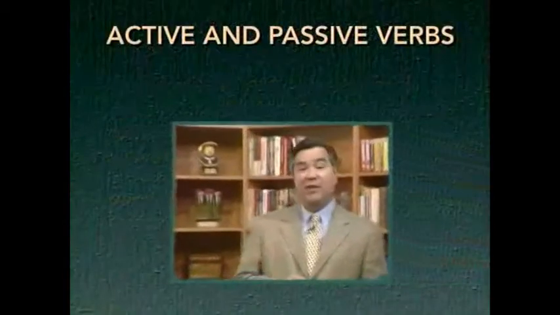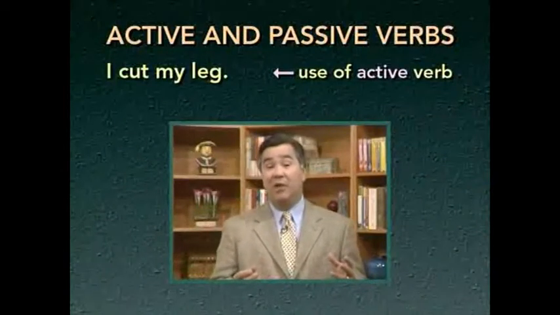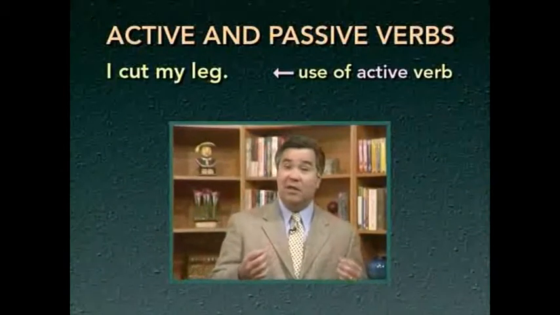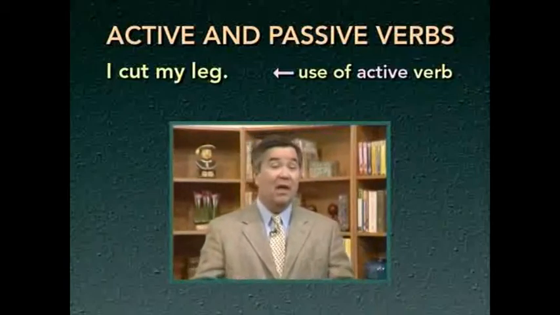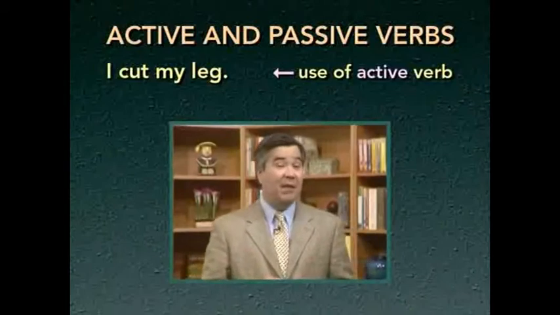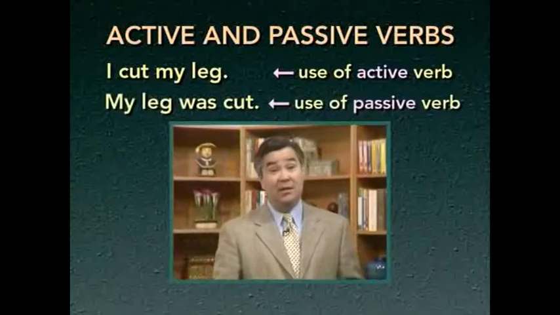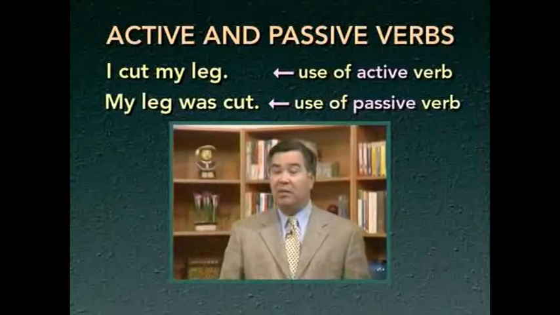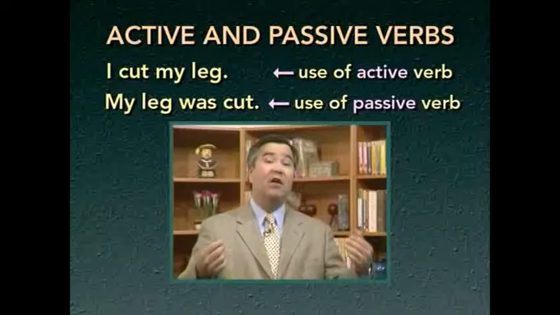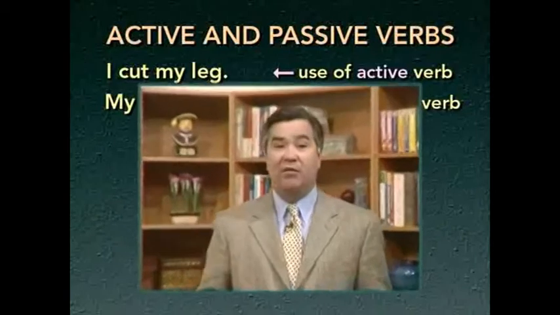So, for example, if I say, "I cut my leg," I'm using an active verb because the subject of the verb "cut" is "I." I am the one doing the action. On the other hand, if I set up that same idea using a passive verb, I might say, "My leg was cut." Notice the difference. My leg is the subject of the verb, and it is receiving the action of being cut. That's the difference between an active verb and a passive verb.